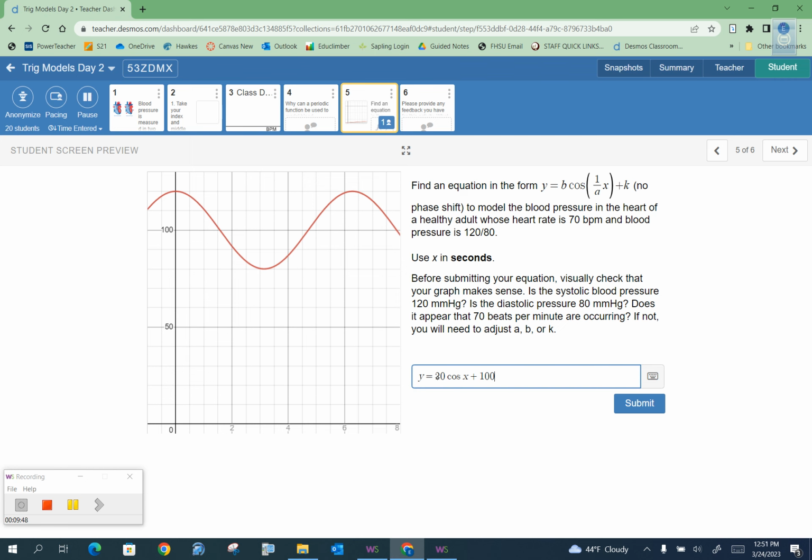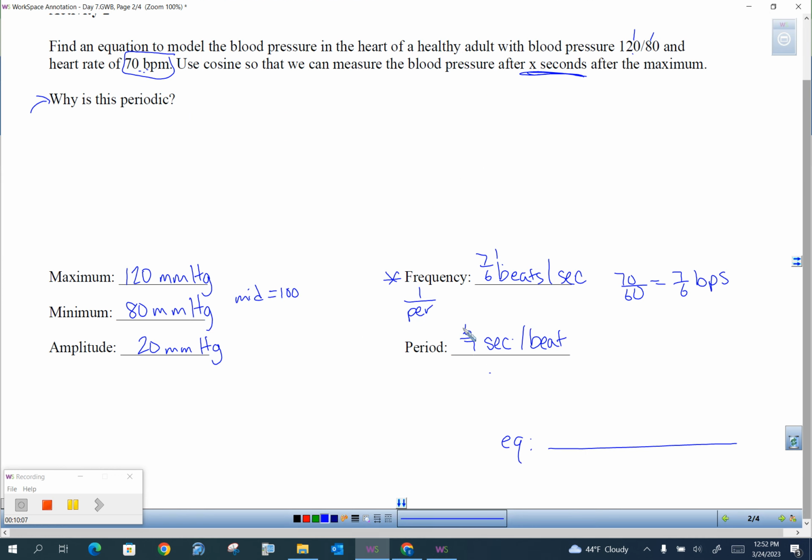Okay, this is taking 6 seconds-ish to complete 1 beat, where we go from maximum pressure to maximum pressure again. And I need to have that happen in instead this 6/7 of a second, okay, which means this thing needs to be horizontally compressed.